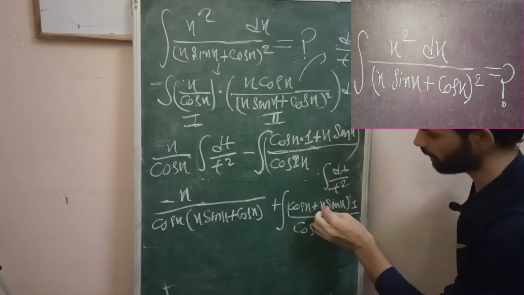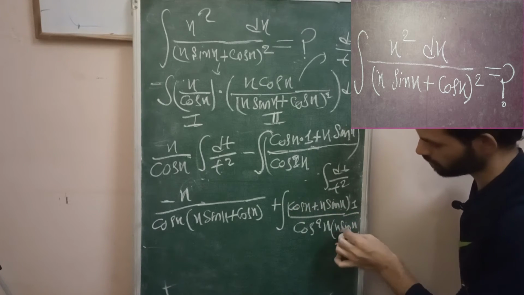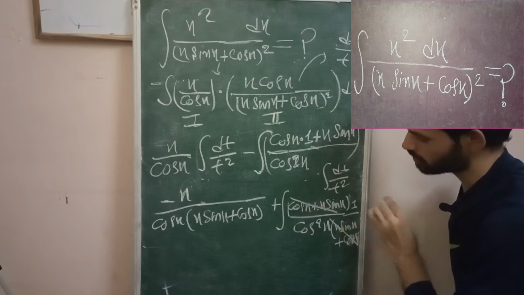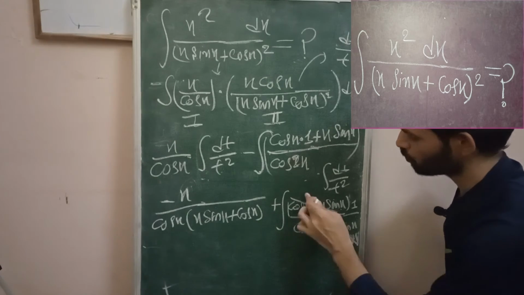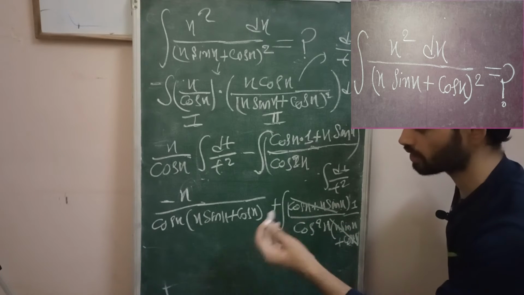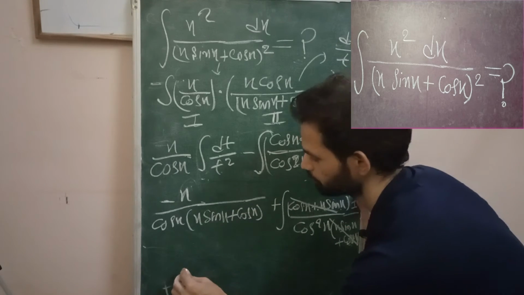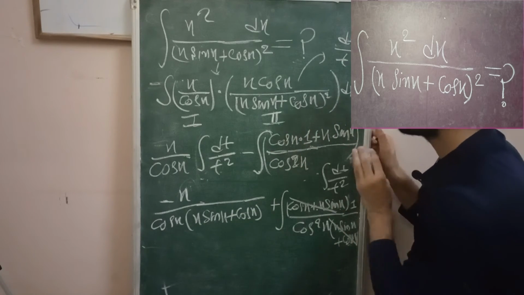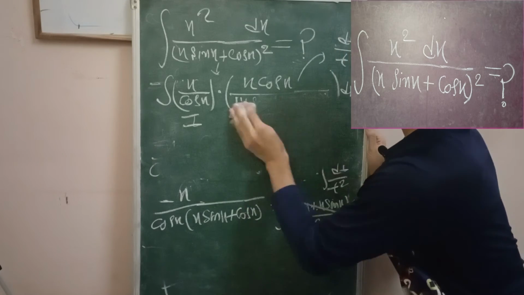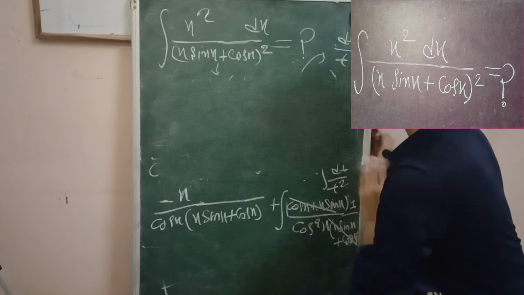Now see here, x sin x plus cos x, x sin x plus cos x, this will get cancelled. So we are left with 1 by cos square x. 1 by cos square x is nothing but sec square x. Just write it upside. So up to this we are confirmed.